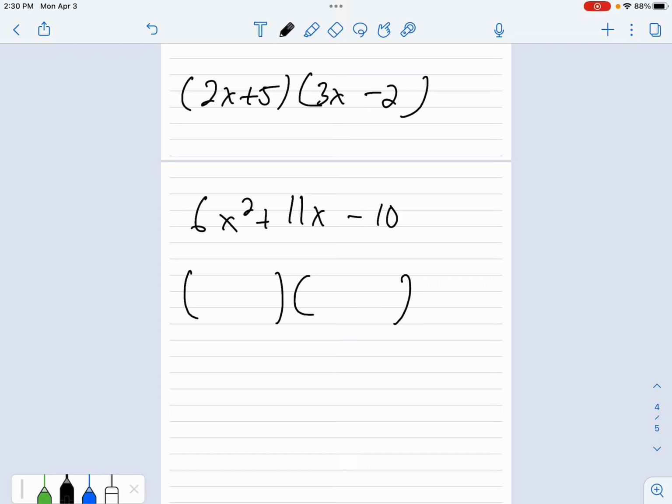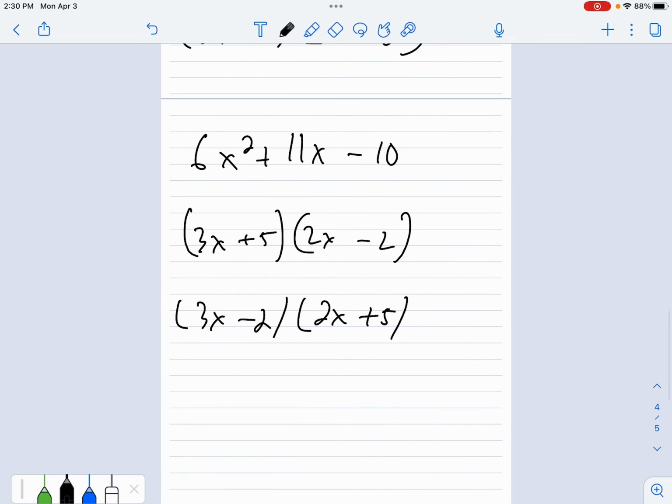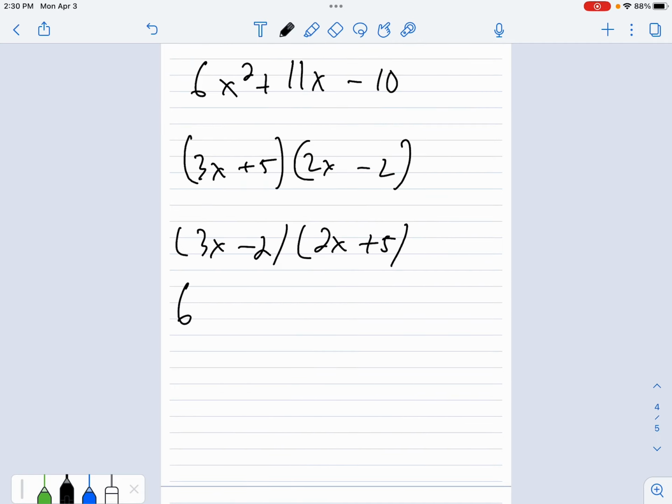So what two things can give me 6x squared? For example, 3x and 2x. What two things can give me a minus 10? A 5 and a minus 2. And I could rewrite this as such. This is basically foiling backwards. Foiling goes one way, but when you're factoring, it's the other way around. That's why I'm writing those numbers in. You could also have 6x plus 1 and x minus 10, and the list goes on.